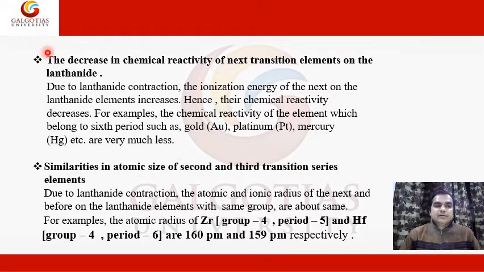Now, the next consequence is similarity in atomic size of second and third transition elements. We can say that due to the lanthanide contraction, the atomic and ionic radii of elements before and after the lanthanides in the same group are about the same. For example, the atomic radii of zirconium, group 4 period 5, and hafnium, group 4 period 6, are about 160 picometer and 159 picometer respectively.